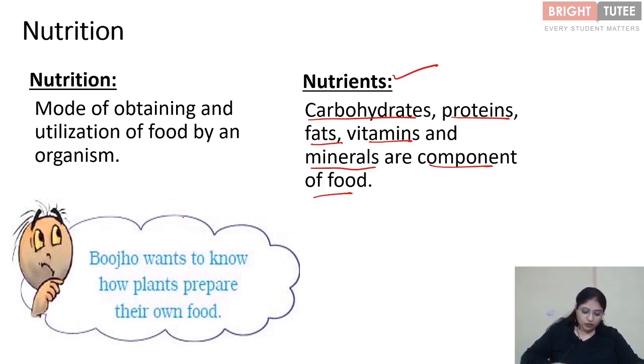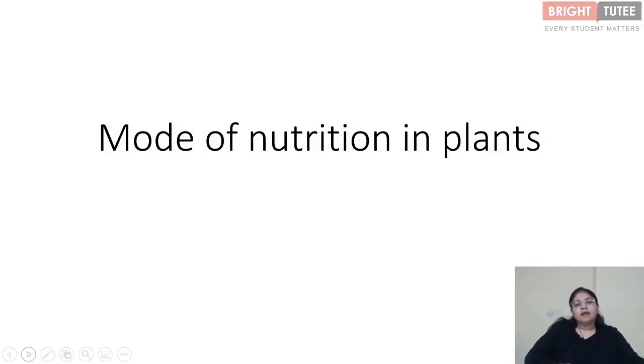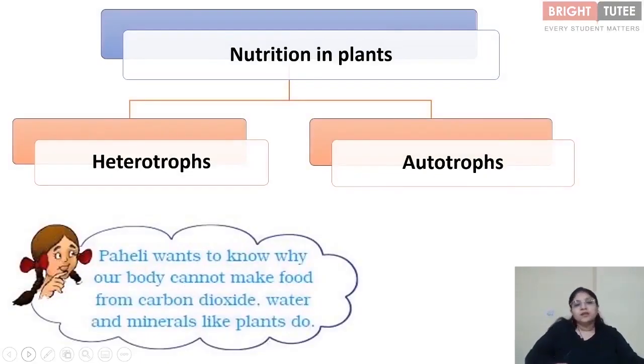Now over here, Boojho wants to know how plants prepare their own food. It's a very valid question. We have already stated that plants are the organisms which are capable of making their own food, right? And how do they do it? The plants have two modes of nutrition. One is autotrophic and the other is heterotrophic, right? The nutrition in plants is further divided into two modes: the autotrophic mode and the heterotrophic mode of nutrition.